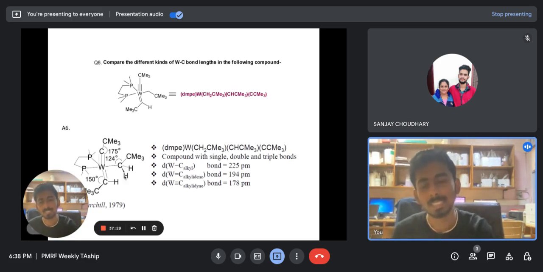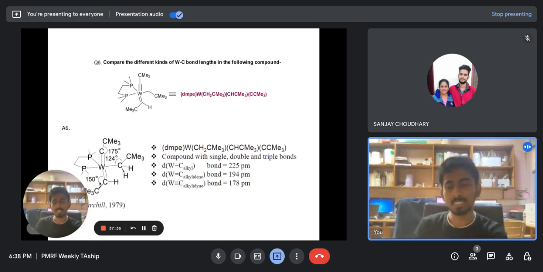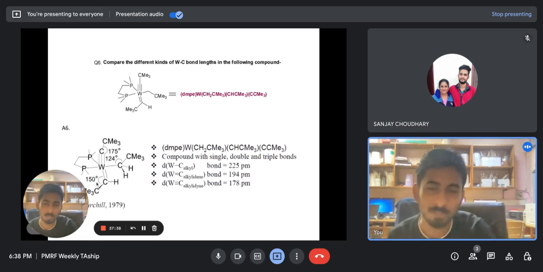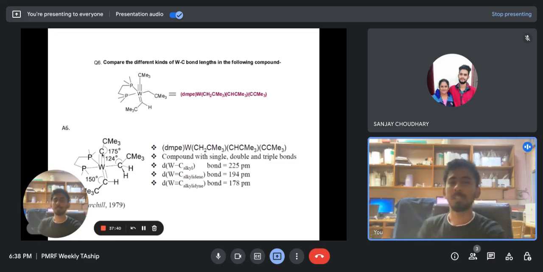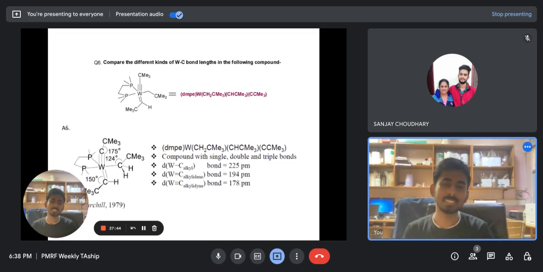Here also the same happens. For sp3, that is 224 degrees, it is the lowest angle. For the sp2 carbon, it is higher in angle, that's why it is 150 degrees, and for the sp system, that's why it is 175 degrees. That's how in this case the angles are increasing.